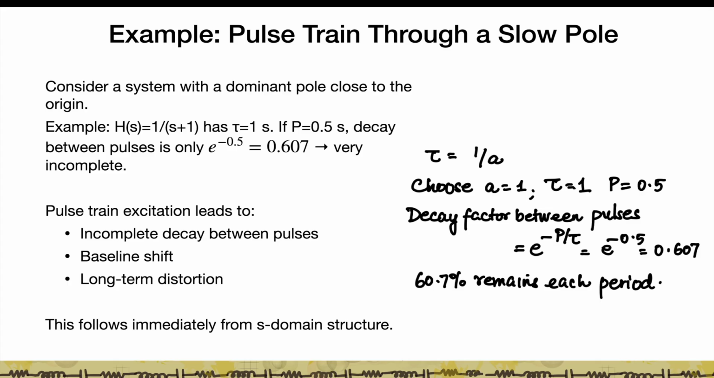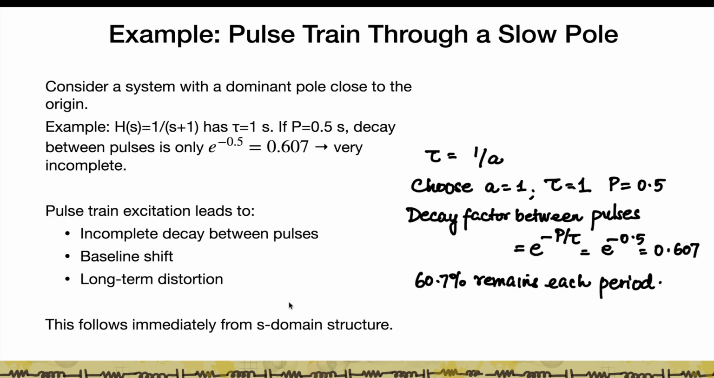Now we look at an example of a slow pole close to the origin. A slow pole means a long time constant, and a long time constant means memory process. So if you drive such a system with a pulse train, the system never fully relaxes. So the response to each pulse begins from a non-zero initial condition that itself was created by previous pulses. This creates baseline shift and long-term distortion.